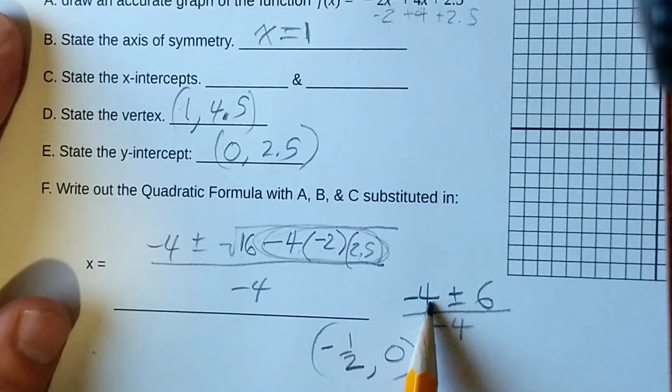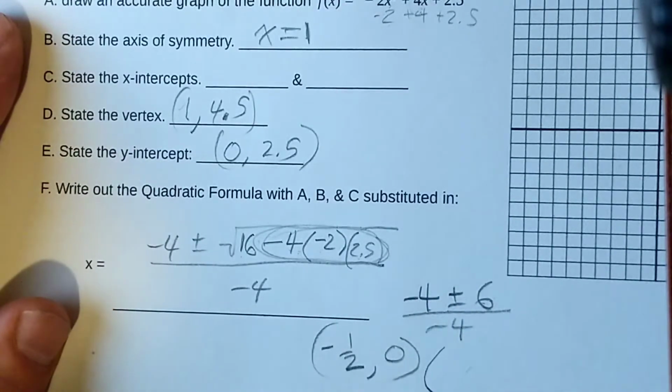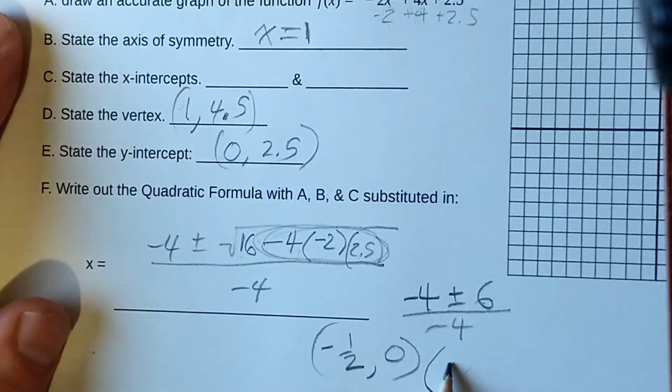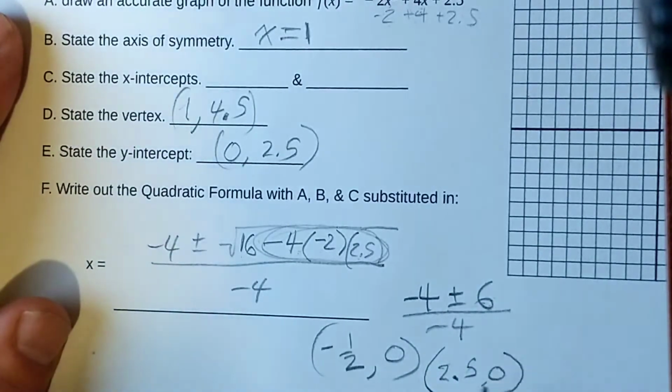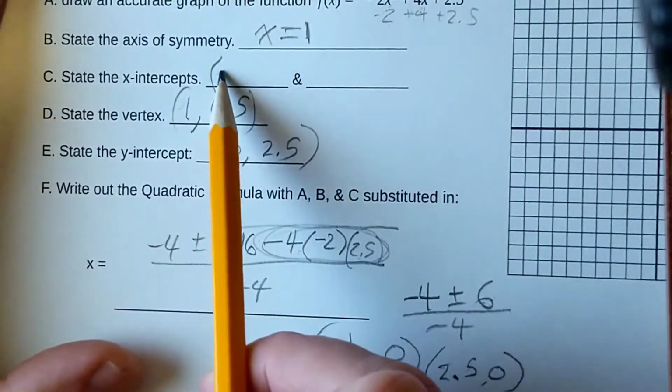Oh, tricky. Minus, that's -10 divided by -4. 2.5. But it's a negative divided by negative, so positive. 2.5, comma 0. That's the other one. Okay. Just have to write them in here now.